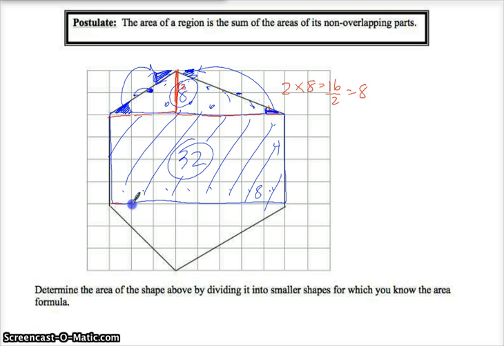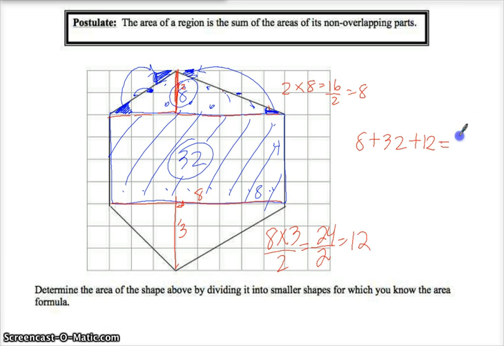So down here, we said it's 8 units across, and then it's 1, 2, 3 units in height, because this is where they intersect at 90 degrees. So that's 8 times 3 divided by 2. 24 divided by 2 is 12. So therefore, I'm going to do 8 plus 32 plus 12 to get the total area, which is 52 units squared.